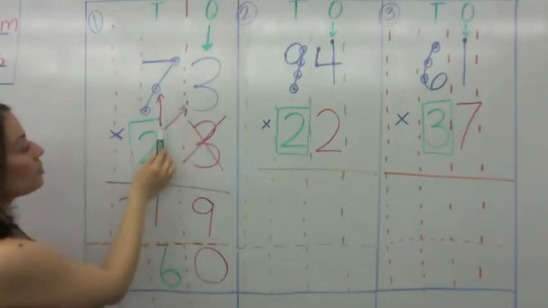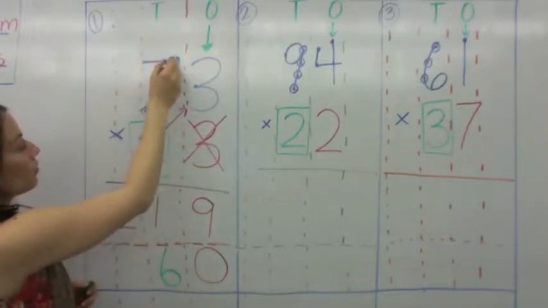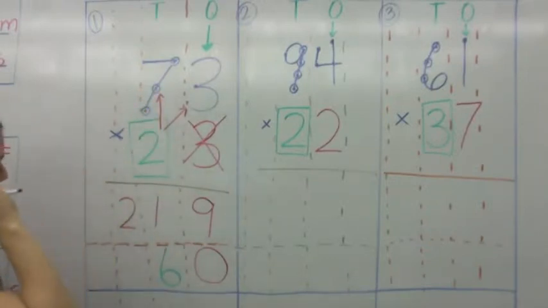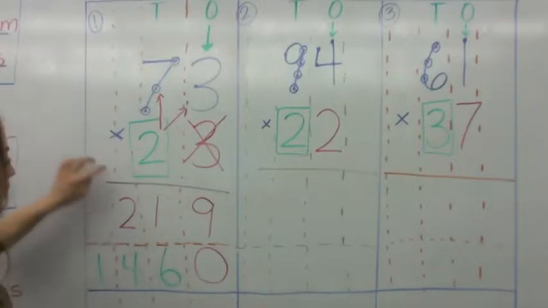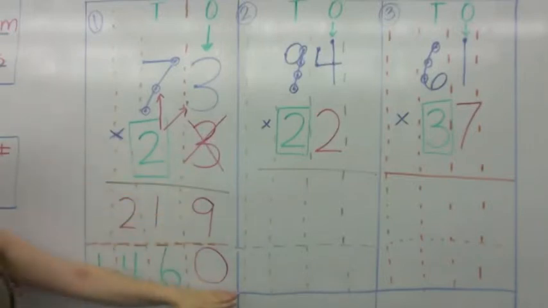Now we're going to do 2 times 7. Let's go ahead and do that. We're going to say 2, 4, 6, 8, 10, 12, 14. And you're going to have to write the 14 right next to the 6. Okay? You're going to notice on your papers that you have these little dotted lines, so it helps you to line up the places.